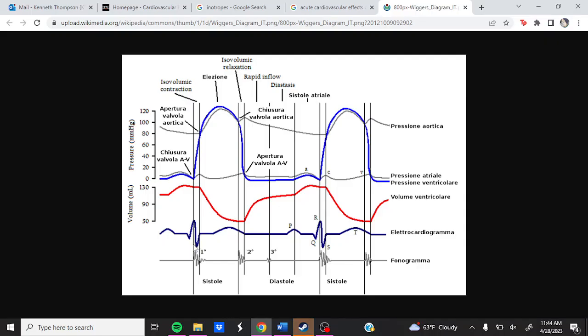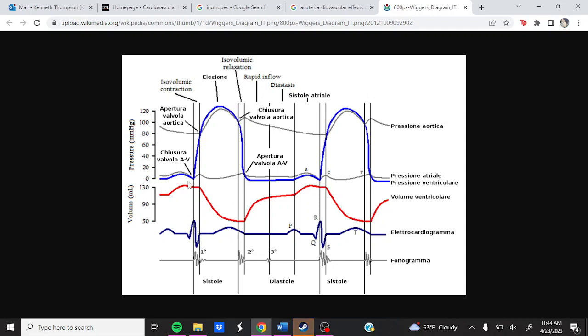So I'm going to take a brief pause to erase this. Oh, and all of that stuff relates back to Wiggers diagram. As I said, by slowing the rate of the depolarization, this happens more slowly, thus decreasing the overall blood pressure because less blood is being pumped over time.